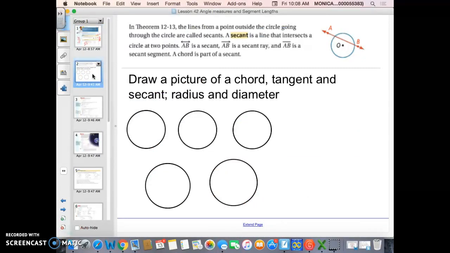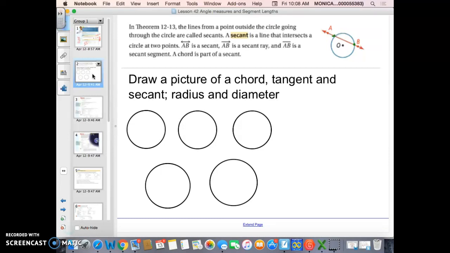So a new vocabulary word is secant. A secant is a line that intersects a circle at 2 points. So for example, it intersects a circle here and here. If it were to stop on the circle, we would call that a chord. But a secant intersects at 2. So we've learned a lot of different lines that intersect circles.